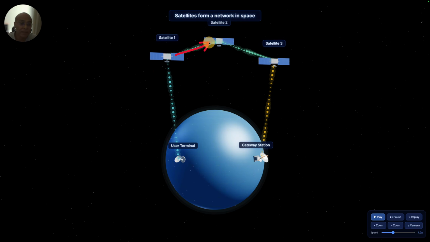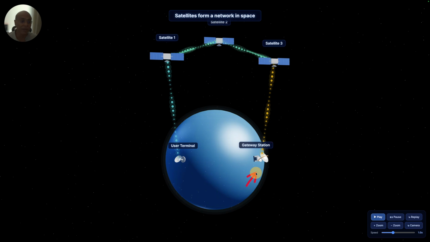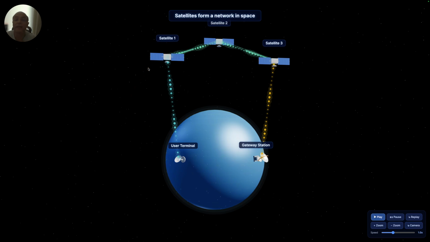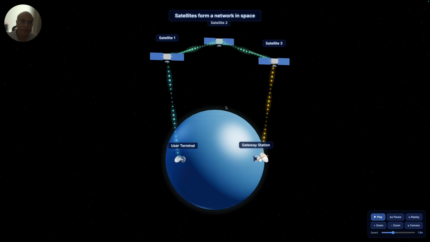Using this inter-satellite link, the signal gets diverted to satellite 3, which has visibility to the gateway. So the gateway may be visible through a different satellite. All the user terminals located anywhere on Earth which have visibility of at least one satellite can talk to the internet, even though there are no gateways nearby in the same visibility of the satellites. Do you understand? So these inter-satellite links play a very important role.